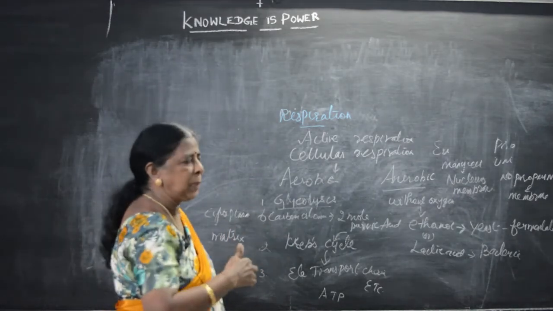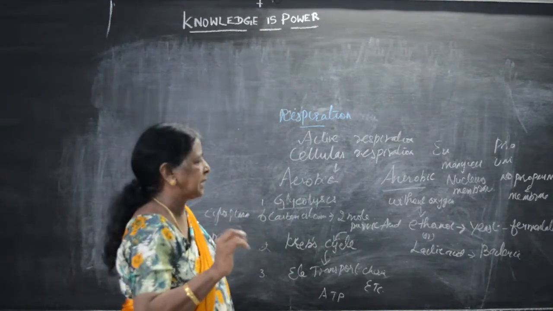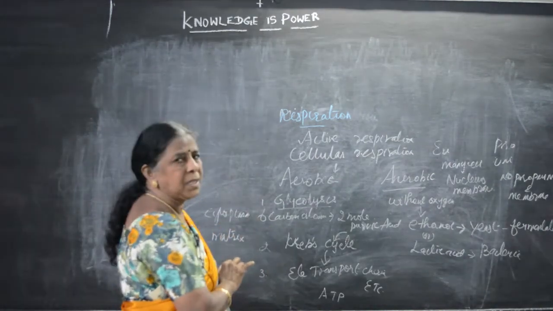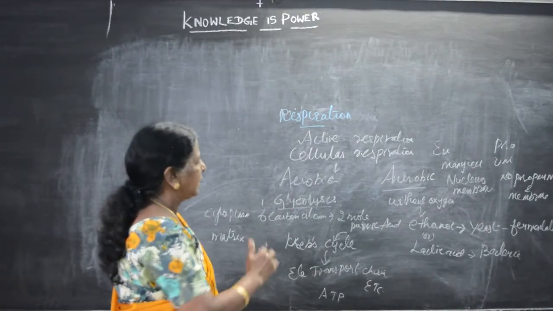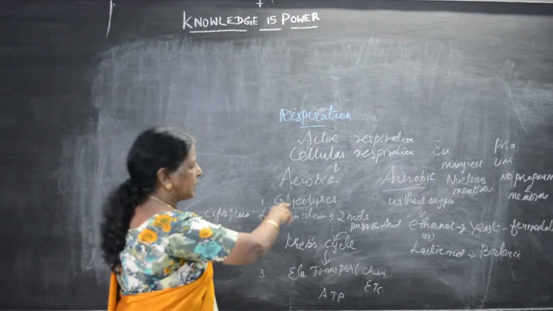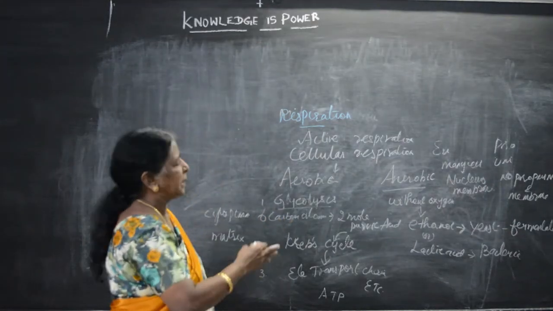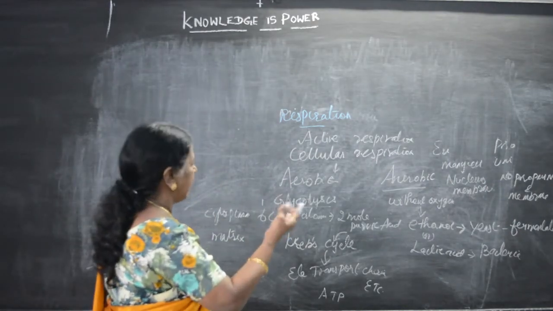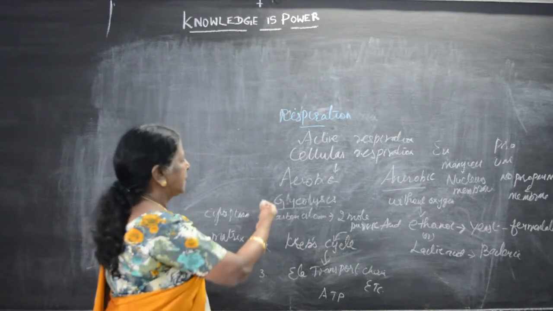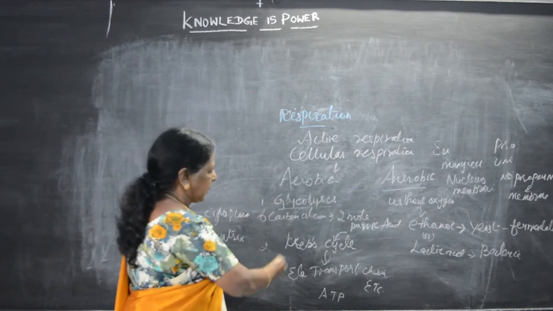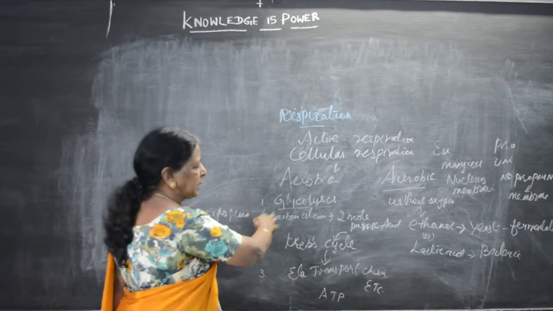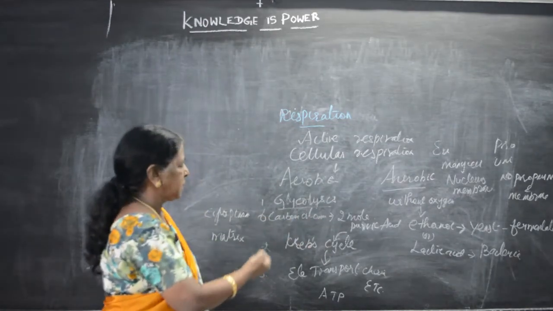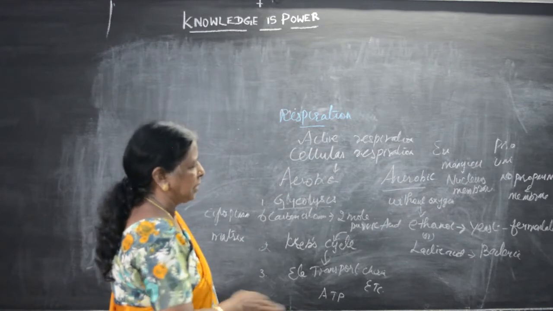Not only plants, even in the animals also, a one celled animal has anaerobic respiration, and multicellular animals have aerobic respiration. So totally there are 3 differences. Aerobic is in the presence of air, anaerobic in the absence of air. Aerobic has 3 stages: glycolysis, Krebs cycle and electron transport chain. In anaerobic, only glycolysis occurs, but the other 2, that is Krebs cycle and electron transport chain, do not occur.